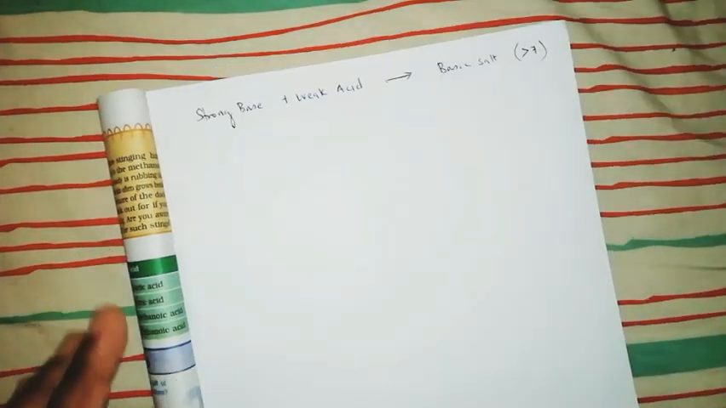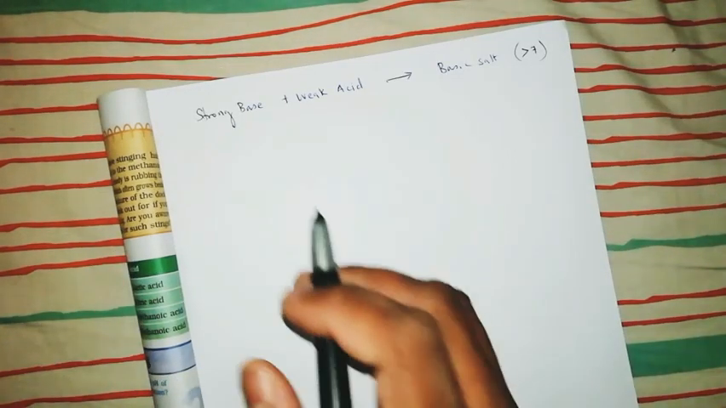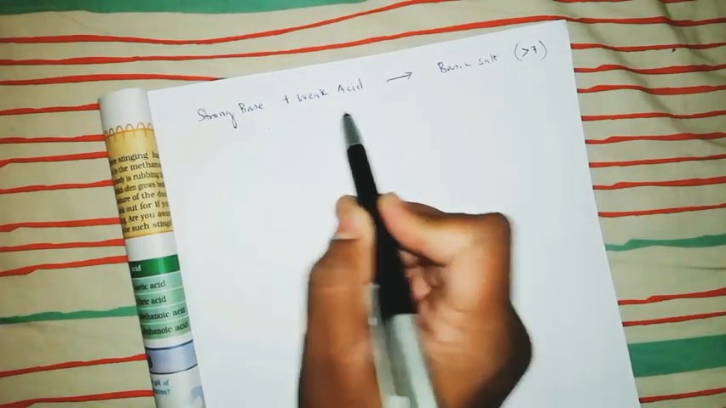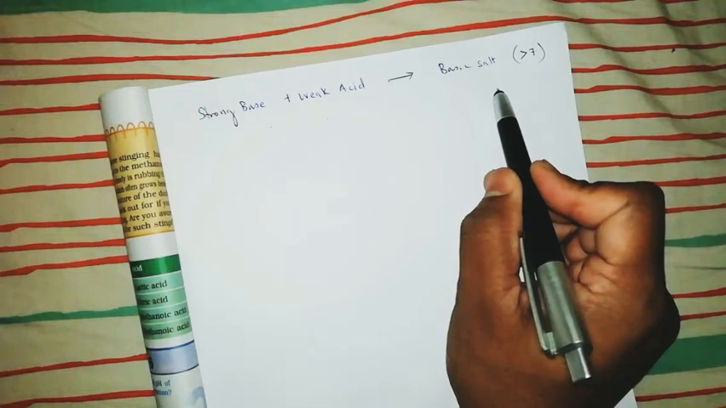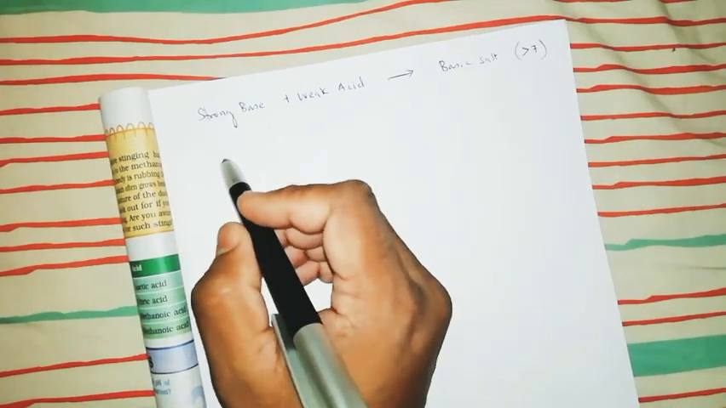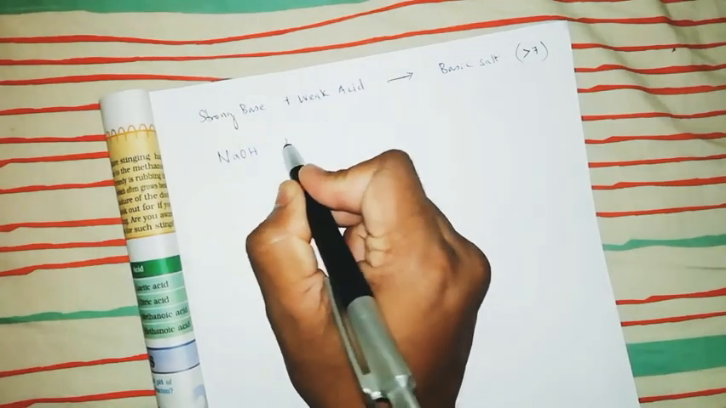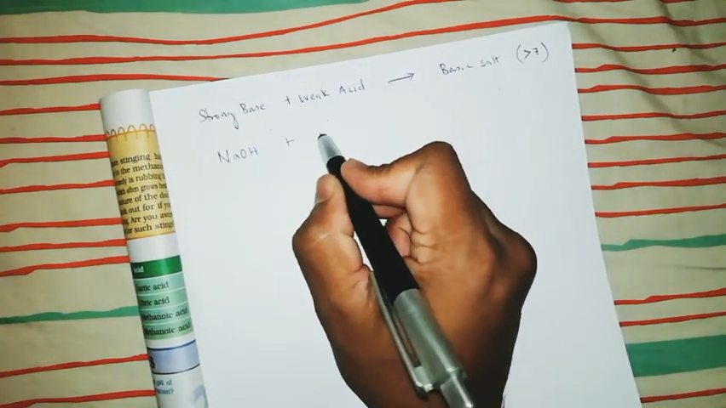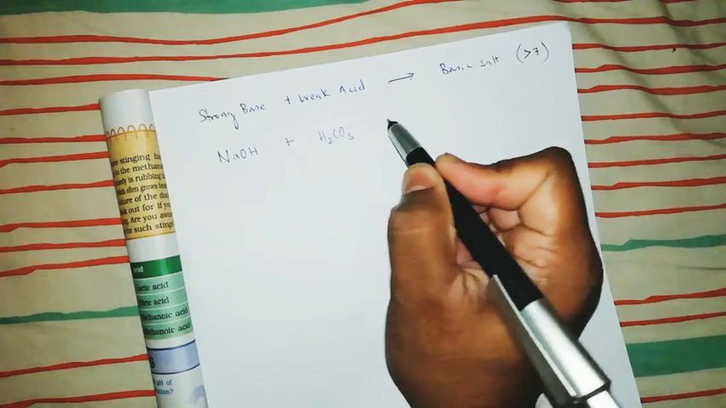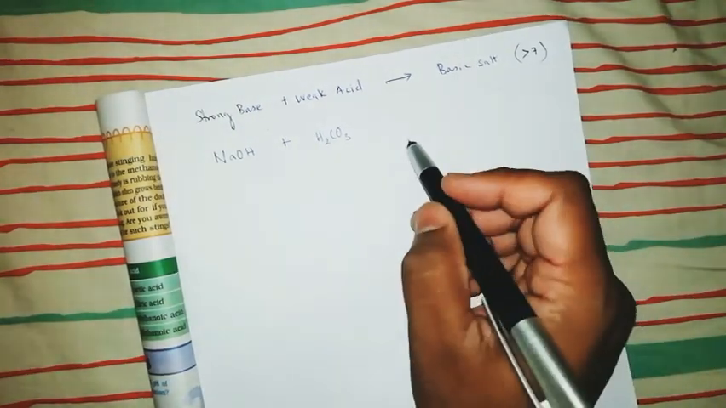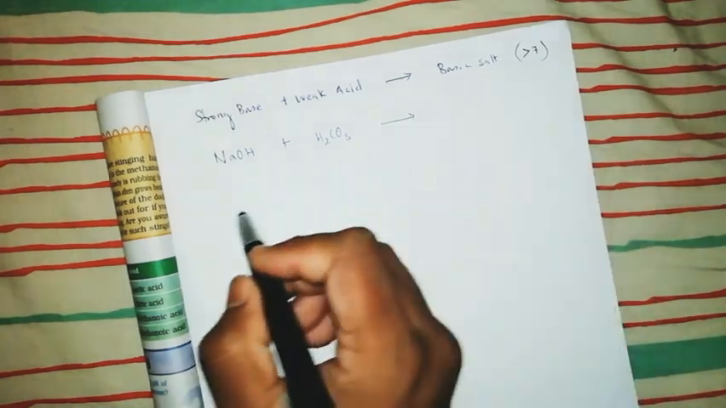Yes. Let's try another example. Here I have taken a strong base and a weak acid, and it gives a basic salt. For that, I am going to take sodium hydroxide as a strong base, and as a weak acid I am going to take H2CO3. What is this? H2CO3, it is carbonic acid. Okay, a weak acid. So, what happens when it reacts?